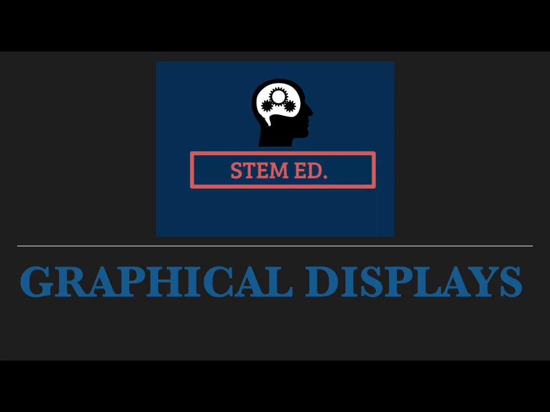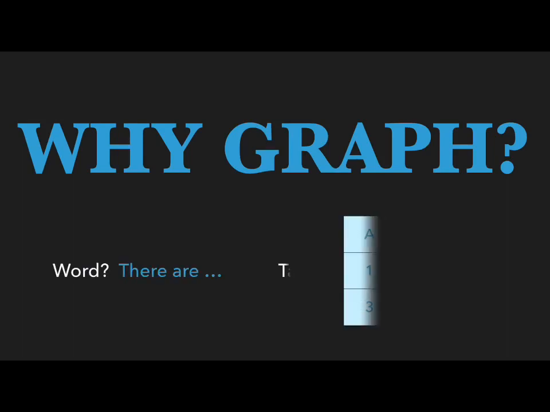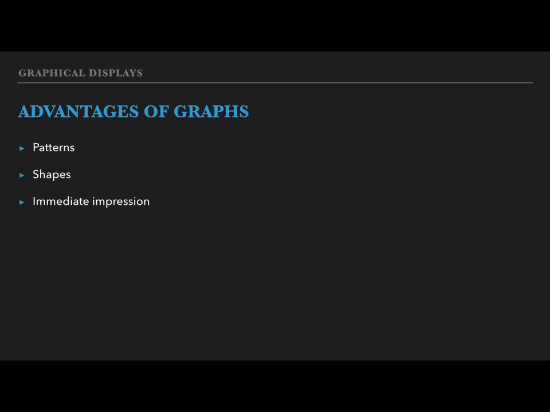Let's start our video by asking why. Why do we need to display data? Well, the answer is quite simple, because we need to organize and arrange them. But why graphs? There are so many other ways to describe data, like words and tables. But it turns out, in some cases, graphs can provide great help by showing patterns and shapes very clearly. And it can give us an immediate impression of how the data are distributed.